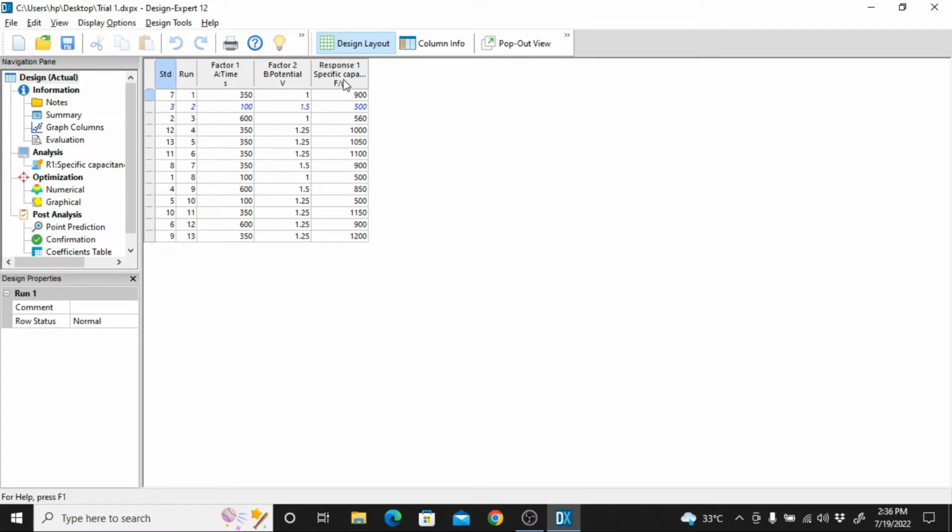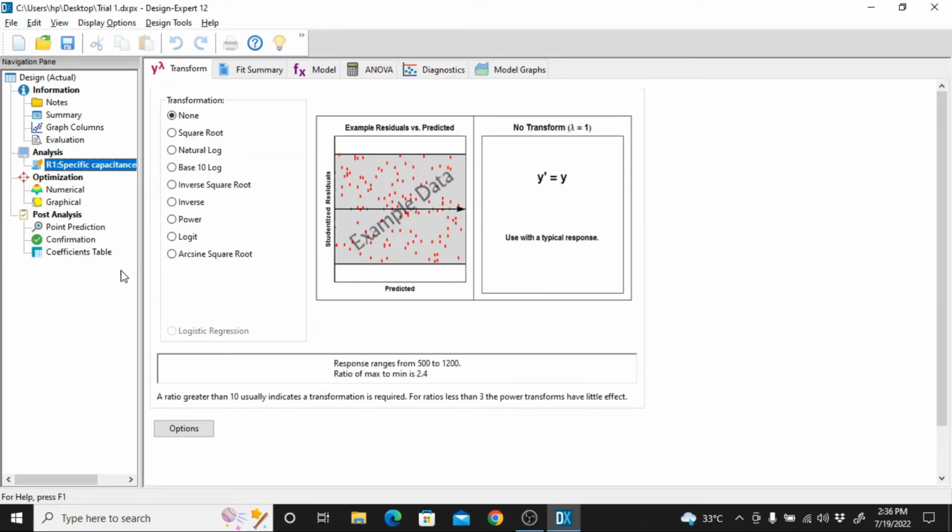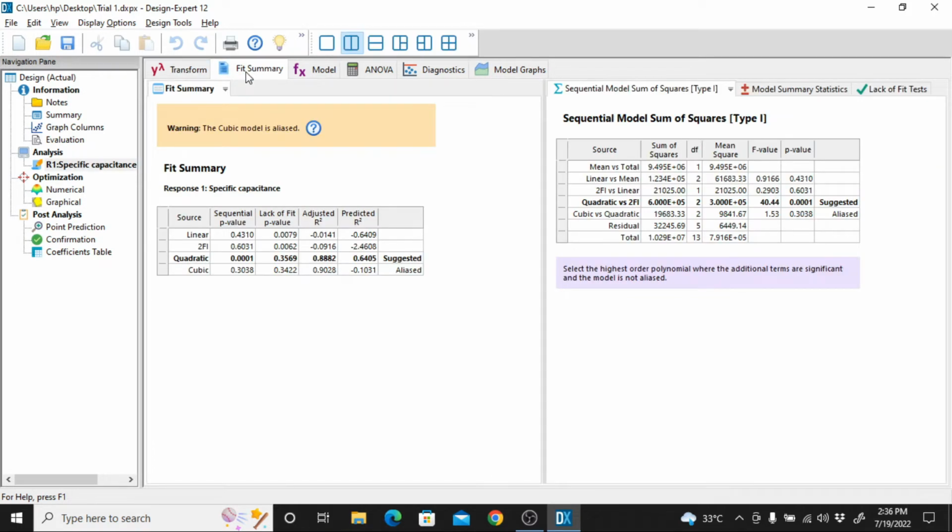Okay, the important point is after this step, you're going to choose the Analysis tab and click the response R1, specific capacitance, analyze. Okay, double click on that. Then here, Transform, no need to transform yet, Fit Summary. Okay, from this tab, it shows you that this is your suggested model, which is quadratic, because you have the R square value close to 1, you can see. Then the aliased model is cubic.